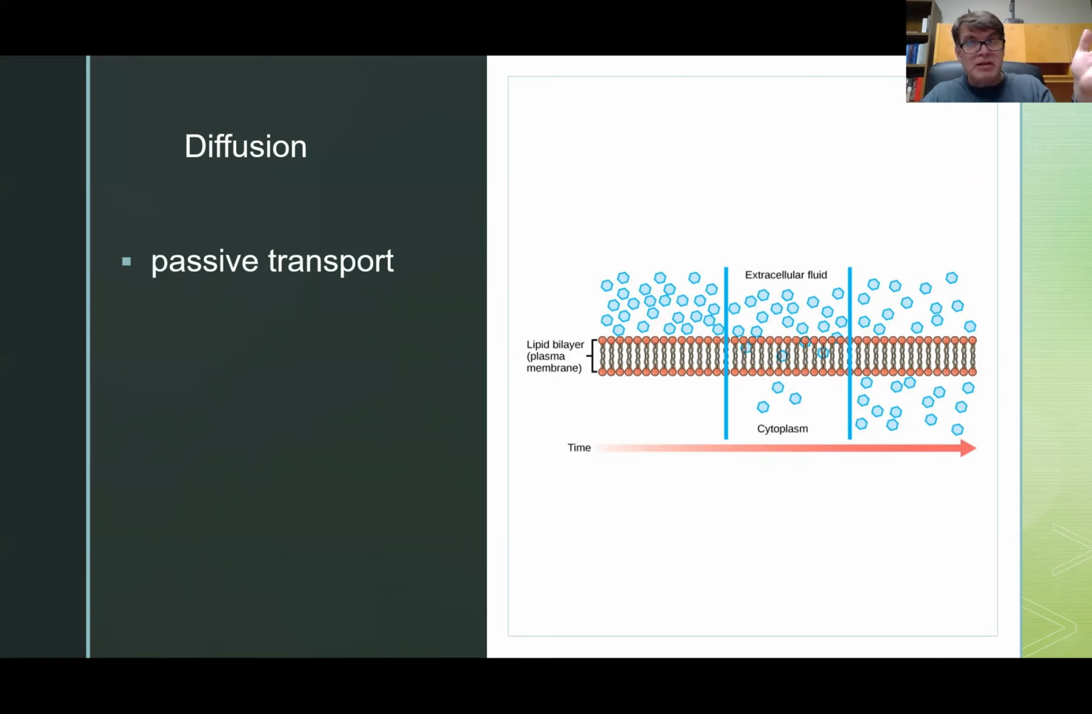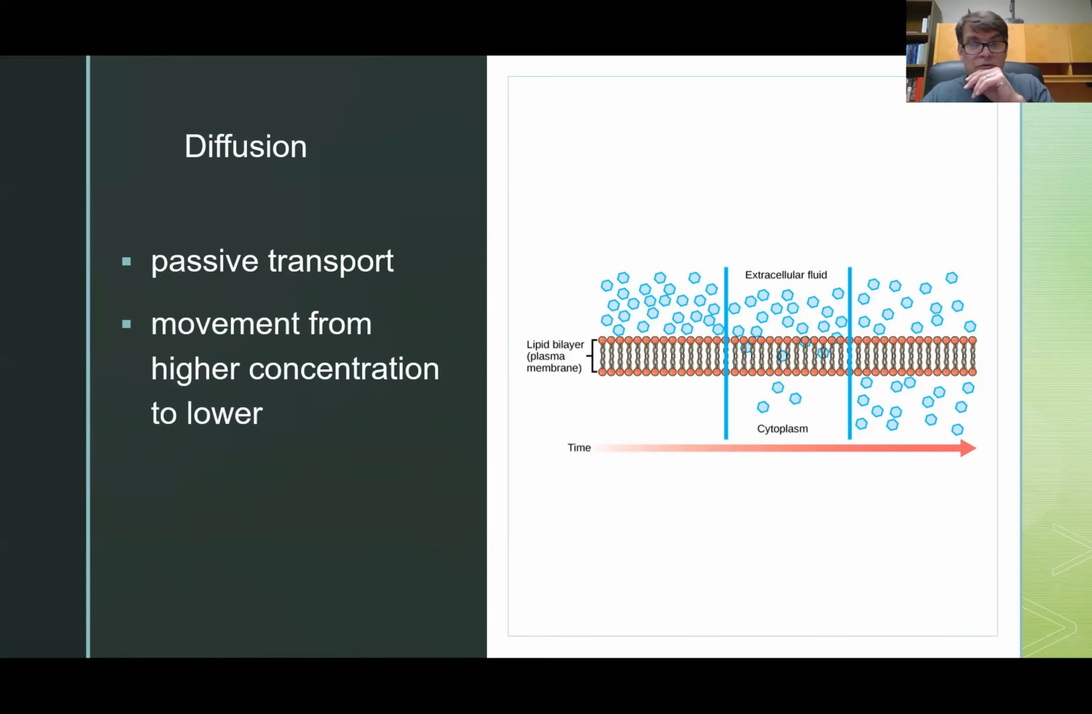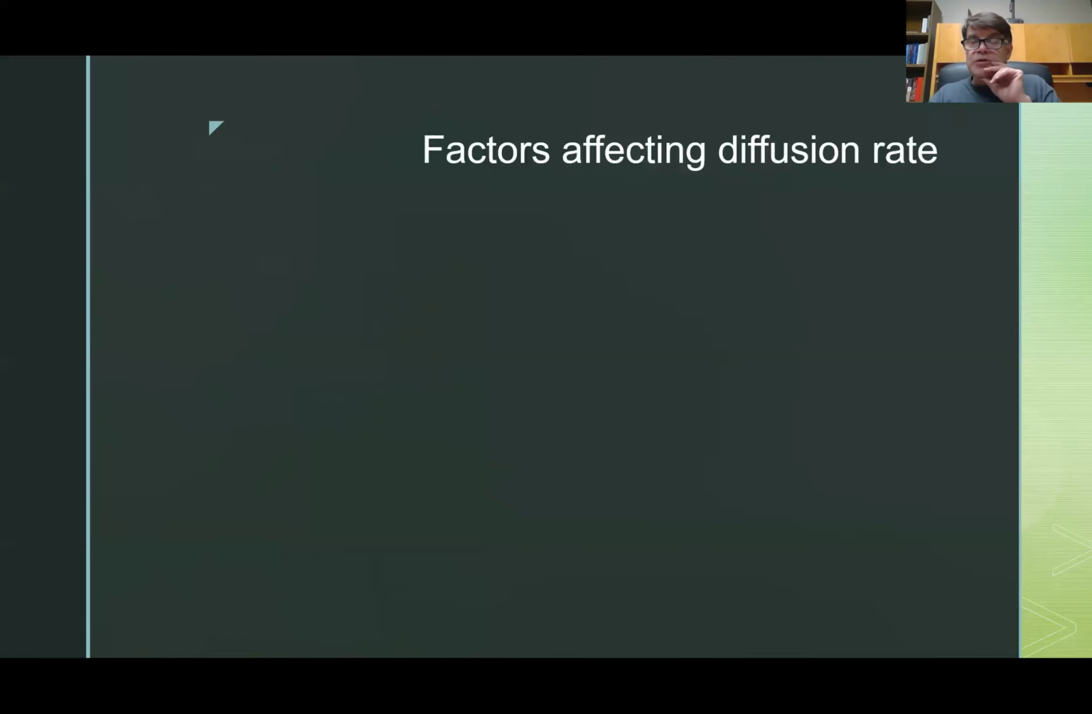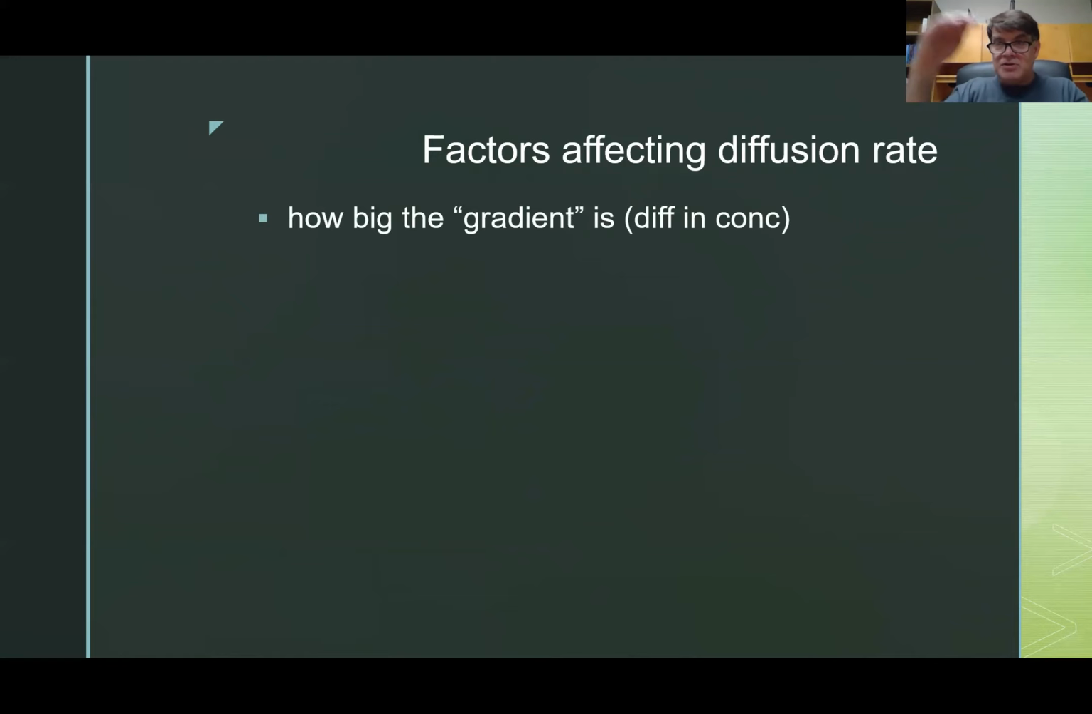It doesn't have to be plugged in for this to happen. Movement from higher concentration to lower, and dynamic equilibrium is the end game. That's where it's all headed. Diffusion. Okay, so factors that affect the diffusion rate. How quickly does this happen? Well, how big is the gradient? Again, the gradient is the difference, like going down the hill. So the bigger the gradient, the bigger the difference in concentration, the faster the diffusion is going to happen.